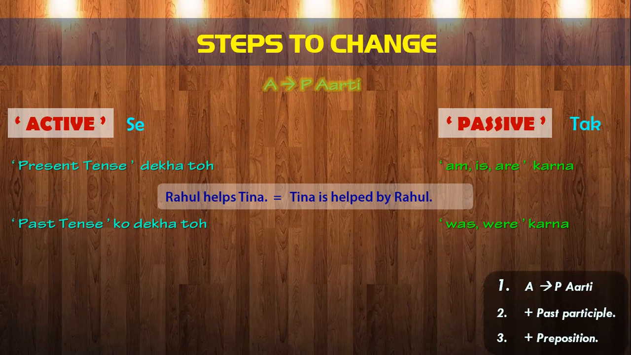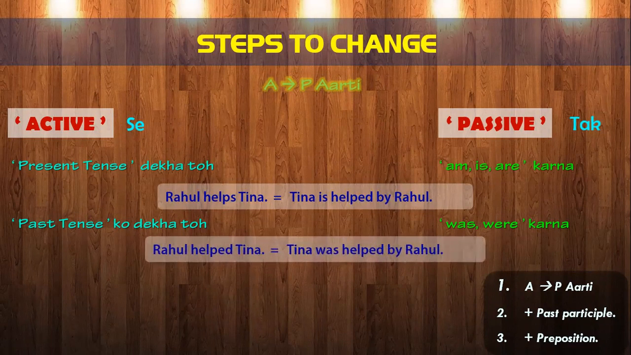Same goes for past tense. If the sentence is in past tense, we are going to use was and were. Here we go with Rahul helped Tina. We have past tense. So we are going to use was and were. Hence the answer goes Tina was helped by Rahul. Isn't that easy? Exactly. Now let's understand the 4 steps while changing from active to passive.